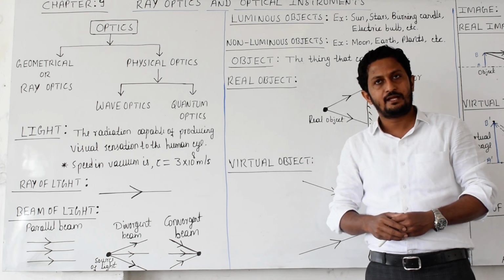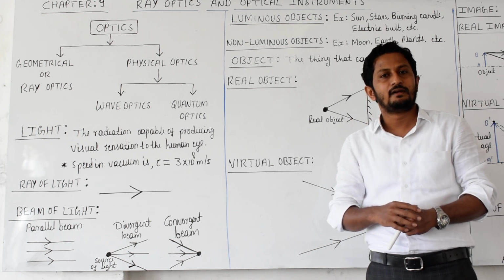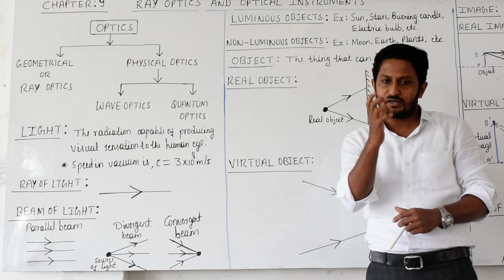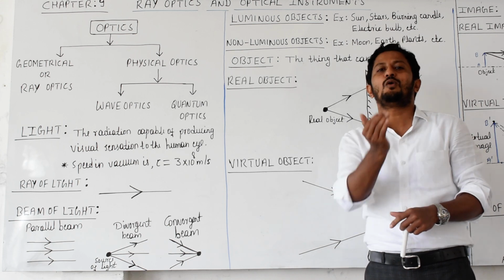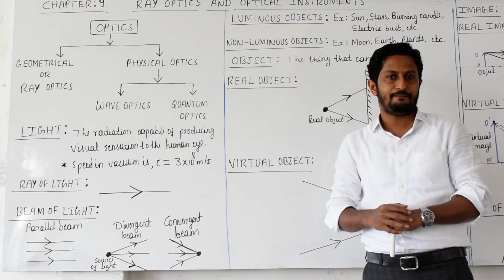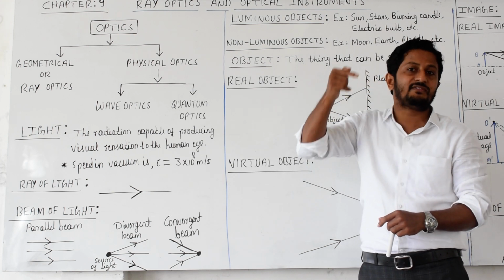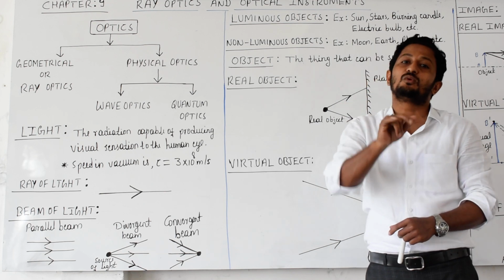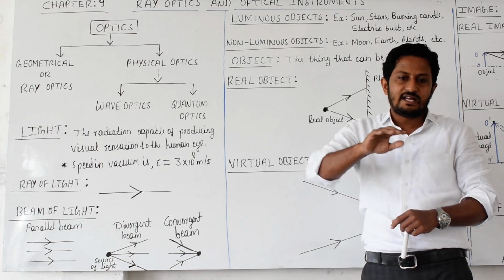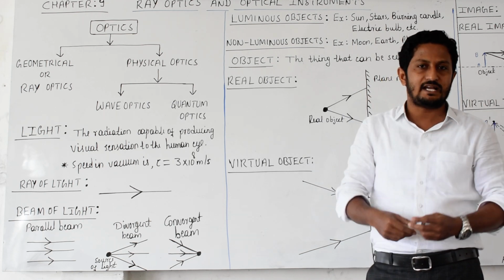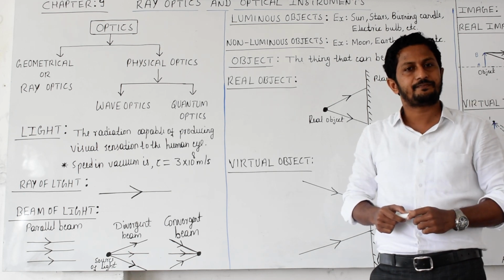Luminous object. When you burn a candle at night, what do you feel? You feel some energy coming out from that burning candle. With the help of that energy, you can see the things around it. What is happening there? That burning candle itself is emitting its own light. So that burning candle you have to call a luminous object.